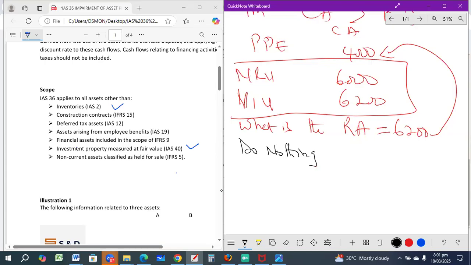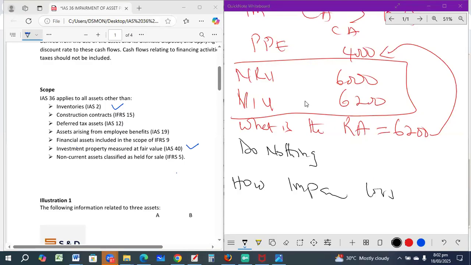Yes, who can help us? How do we treat impairment? Yes, anybody on the floor? Oh, okay. Please, what's the question? The question: how do we recognize impairment loss? That was the question. It's not any calculation or anything.